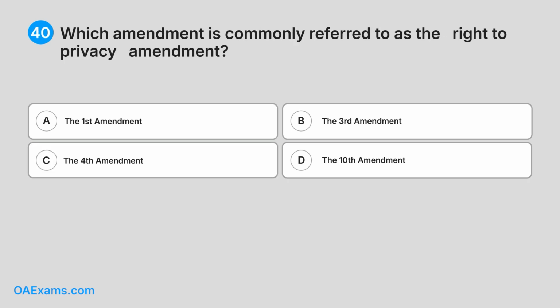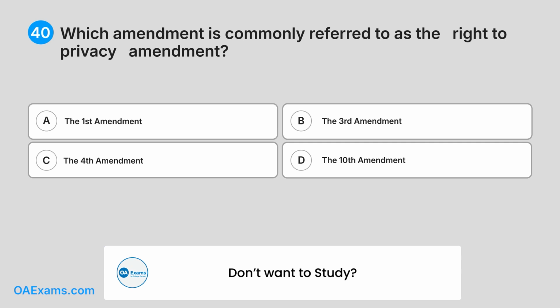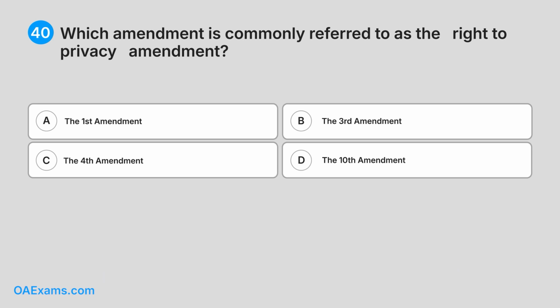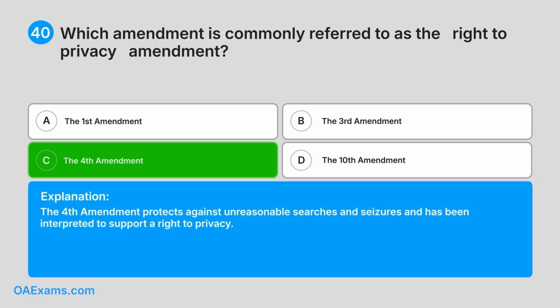40. Which amendment is commonly referred to as the Right to Privacy Amendment? A. The First Amendment. B. The Third Amendment. C. The Fourth Amendment. D. The 10th Amendment. What do you think is the answer? Correct answer: C. The Fourth Amendment. Explanation: The Fourth Amendment protects against unreasonable searches and seizures and has been interpreted to support a right to privacy.